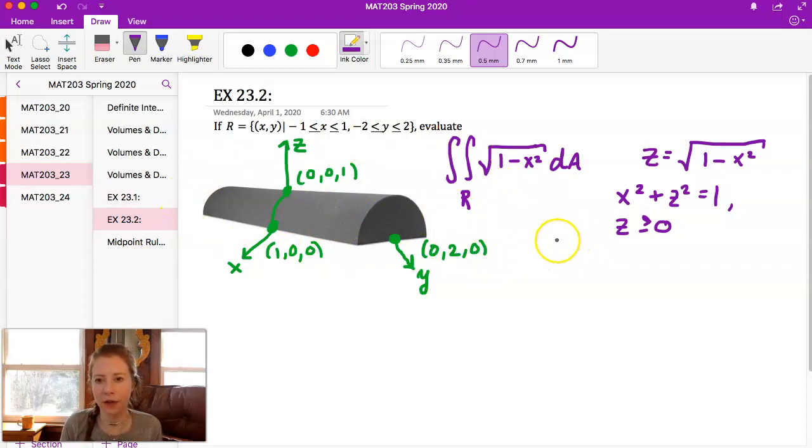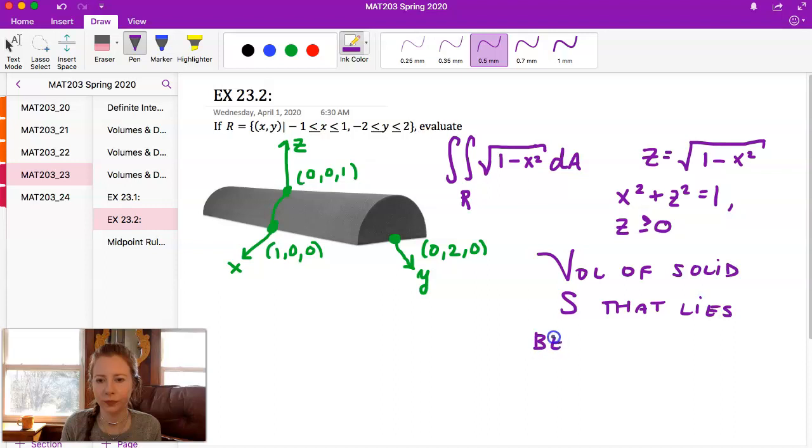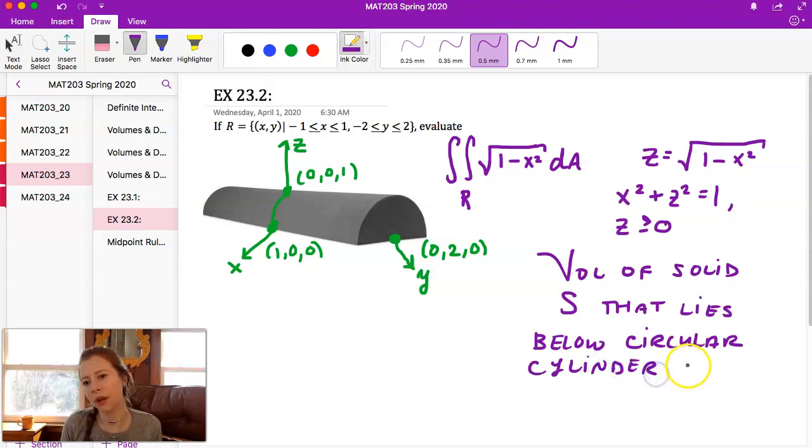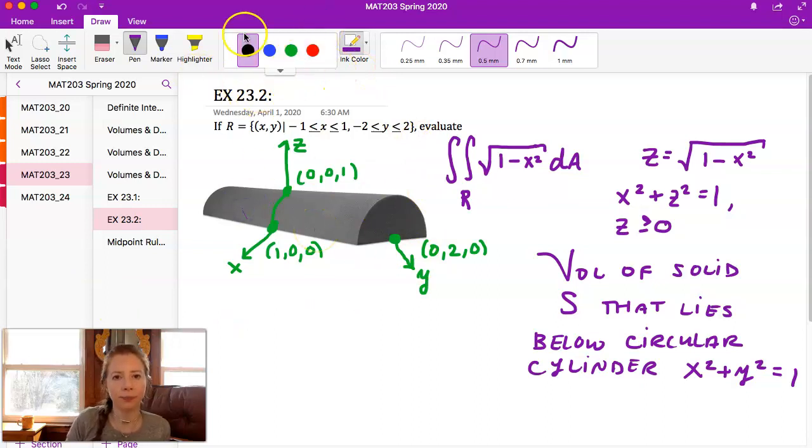So this is going to be the volume of a solid S that lies below the circular cylinder x squared plus y squared is equal to 1. Okay, so how are we going to approximate then the volume? So we've got to do a little bit of critical thinking on this.